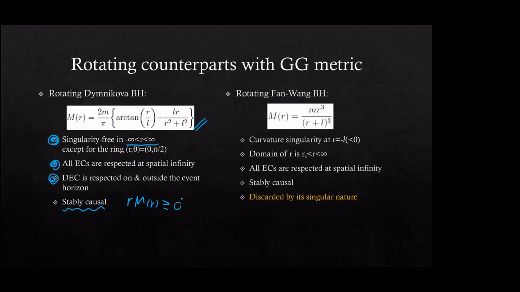And in the Fan-1 case with this metric function, we see that there is a curvature singularity at r = -L, which is a negative region of r, and the domain of r is given by this. And in this domain, the space-time is stably causal, and all the energy conditions are respected at spatial infinity. But because of this singular nature, this rotating Fan-1 black hole should be discarded as a realistic model of non-singular black holes.